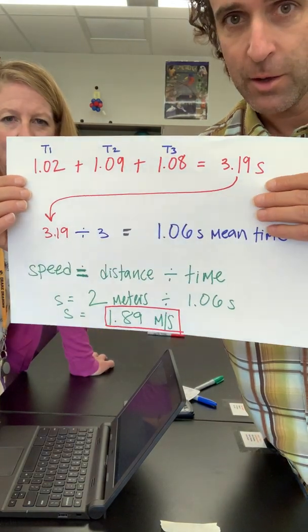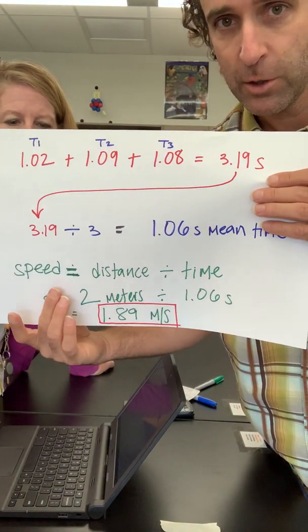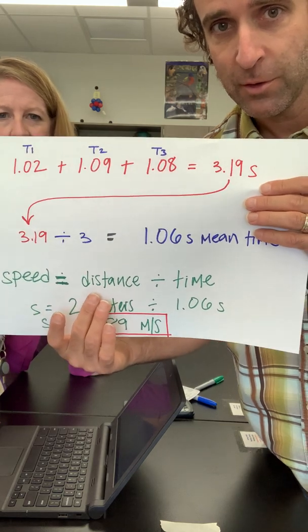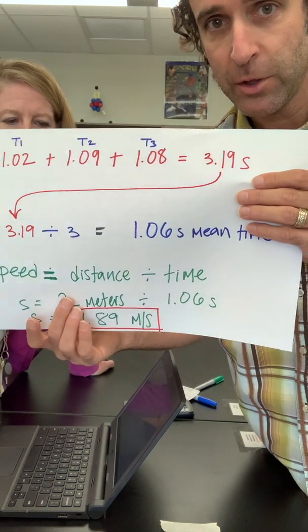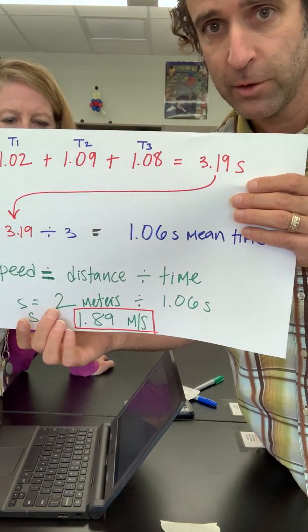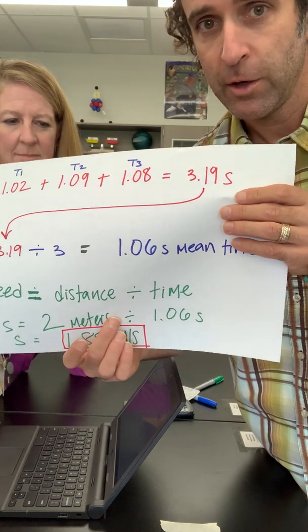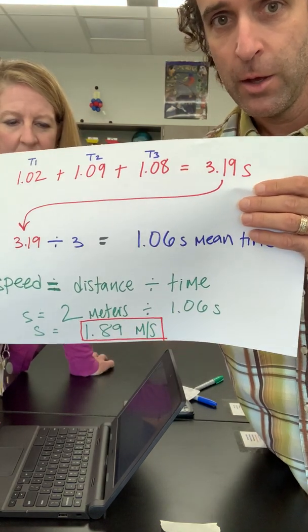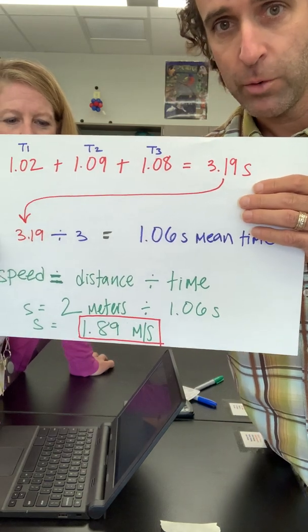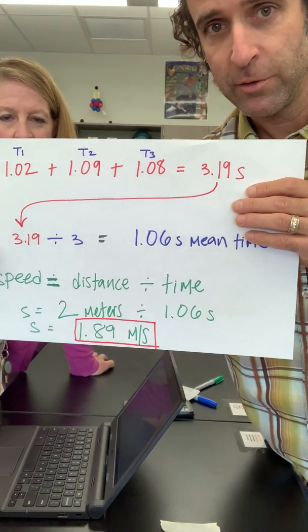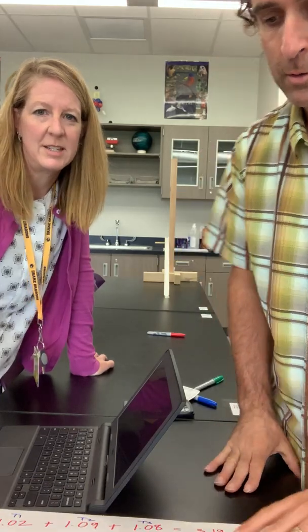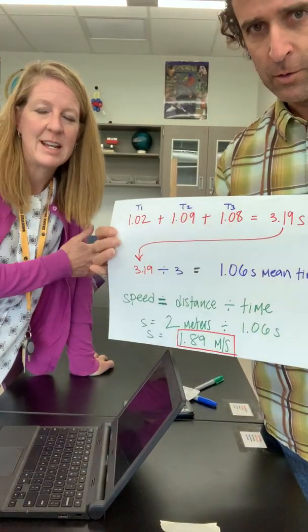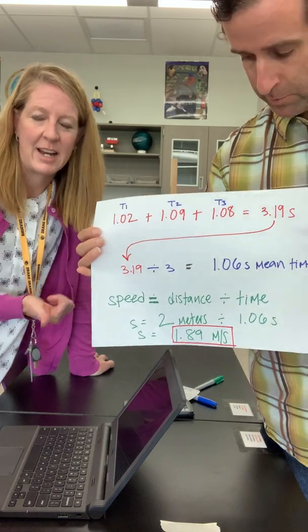Then I took that time to calculate speed. I'm going to use this equation: speed equals distance divided by time. Remember we timed our marble for 2 meters, so the distance was 2 meters, and I divided by my mean time of 1.06, and it came up with a speed of 1.89 meters per second. It's important you include those units on your answers. It's in meters per second because the distance traveled was in meters, and we measured the time in seconds.